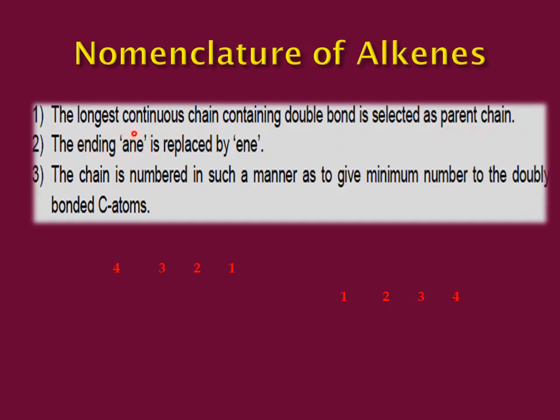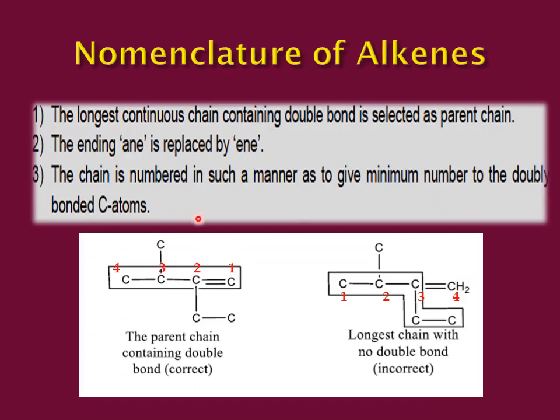Look at these examples. In the structure you can see that I have a long chain containing 5 carbon atoms: 1, 2, 3, 4 and 5. But this chain is not including my complete double bond. So I am not going to select this as my parent chain. Instead, I am going to start numbering from here, including the double bond: 1, 2, 3, 4. Although it is not the longest chain, it contains my double bond.